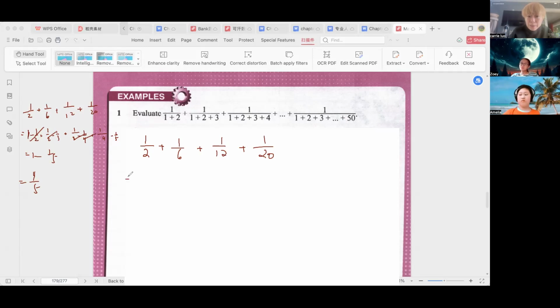Like I said, we're not going to calculate it all by ourselves, because it's too much work. So what we're going to do is change the 1 over 2. Why? Because 1 over 2 equals 1 over 1 times 2. And 1 over 6 equals 1 over 2 times 3. I want you to do the same thing for 1 over 12 and 1 over 20. Zoe and Amelia, could you do it?